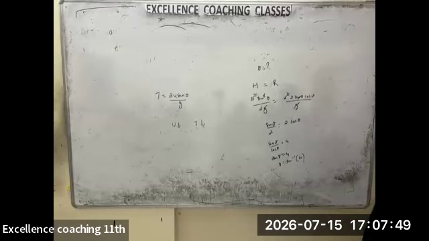I will solve the first question. It is very, very simple. Solve it: find the scalar and vector product of two vectors. Begin.